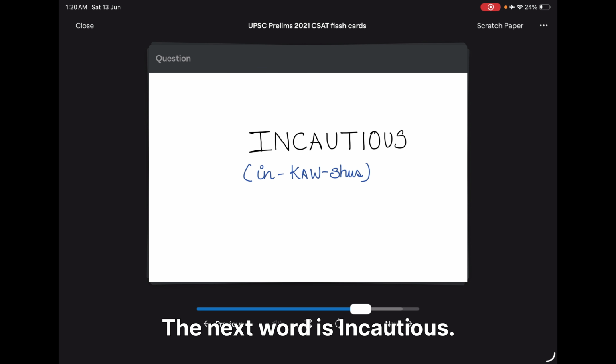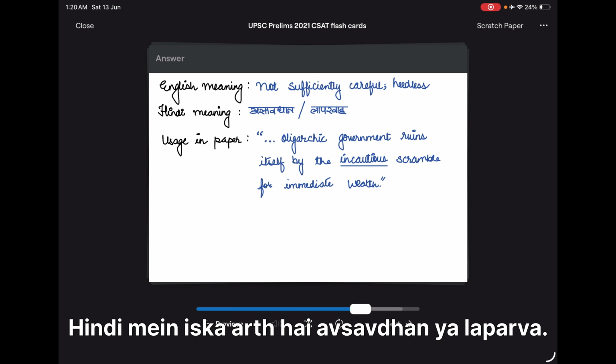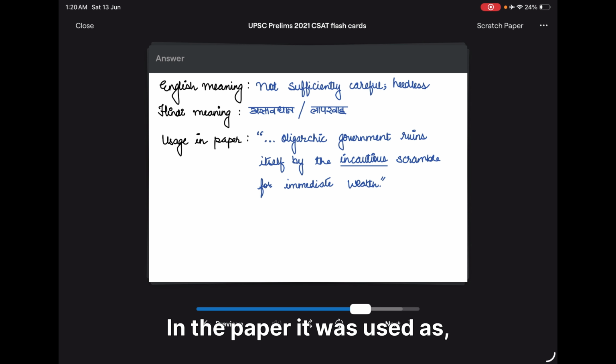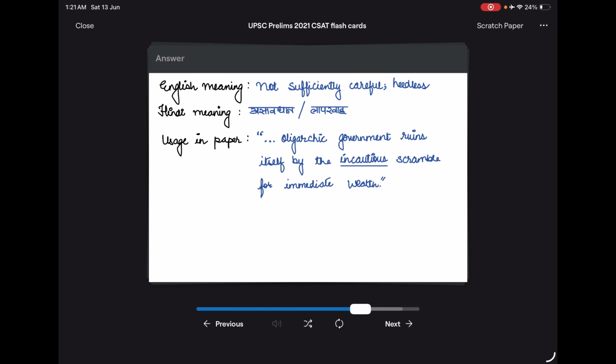The next word is incautious. Incautious is not sufficiently careful or heedless. हिंदी में इसका अर्थ है असावधान या लापरवाह. In the paper it was used as oligarchic government ruins itself by the incautious scramble for immediate wealth.